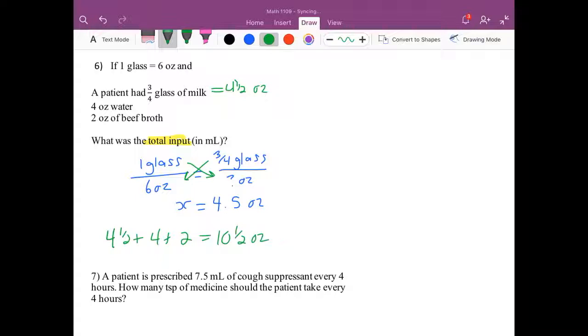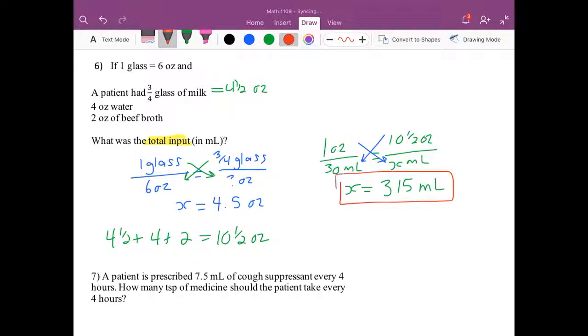We want this in milliliters. 1 ounce is 30 milliliters. So I get 1 ounce, 30 milliliters, 10.5 ounces is how many milliliters? Do some cross multiplying. I get X equals 315 milliliters. So all together, they took in 315 milliliters.